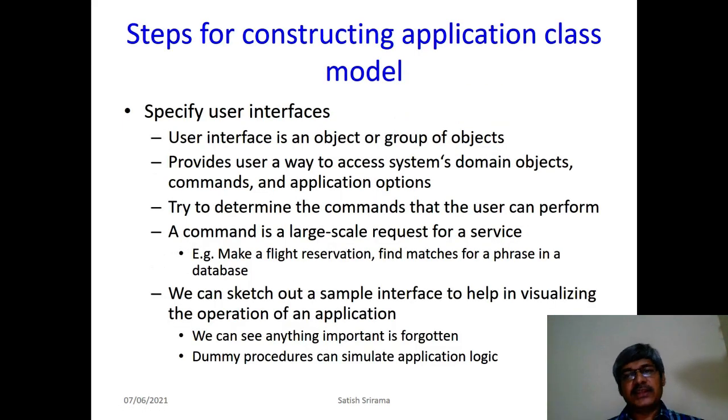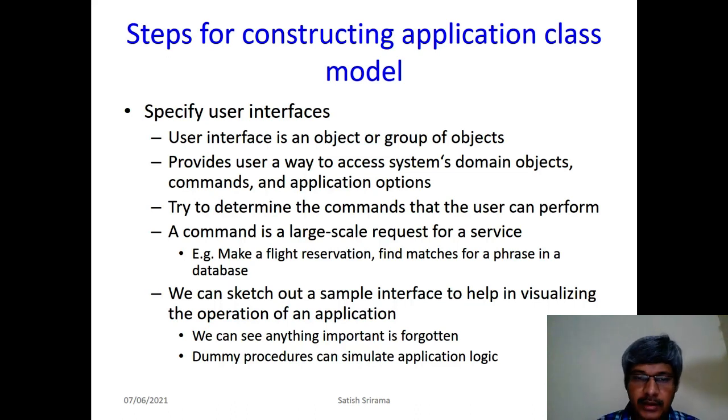So again, for constructing application class models, you should always start by specifying user interfaces. If it is an ATM, how am I interacting with it? What are the user interfaces for it? A user interface is an object or a group of objects that provides a way to access the system's domain objects. The domain objects are hidden from you, and indirectly you are trying to interact with them. Isn't it? So these user interfaces provide you a way to access those domain objects, and of course all the commands and the other application options.